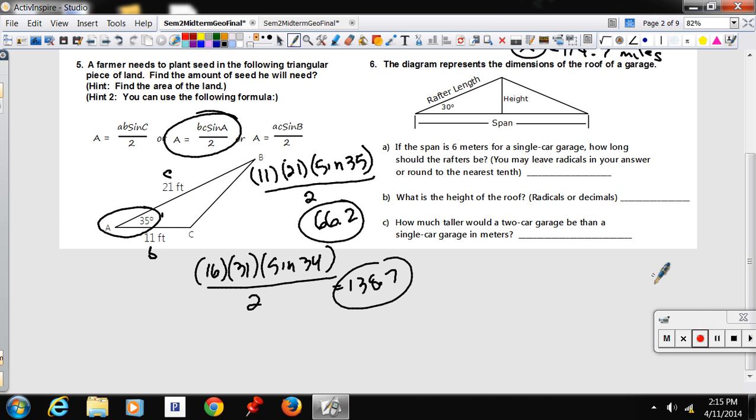Okay, number 6 is number 6 on test B. If you got letter C, go to 11. Test C, go to 11. Test D, go to 23.